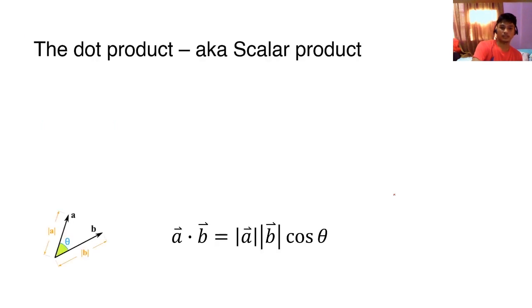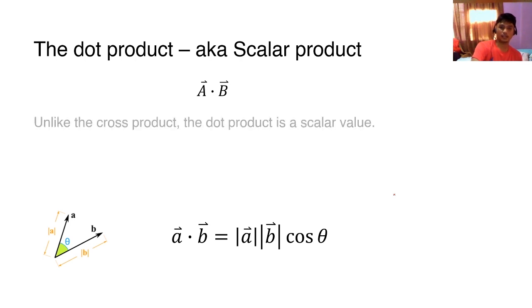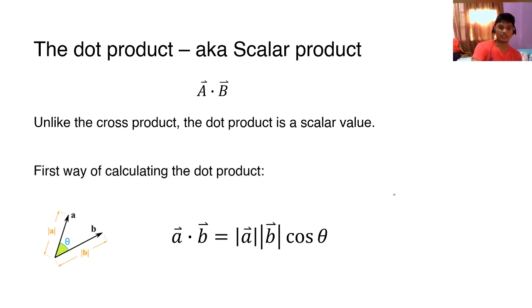The dot product is also known as the scalar product, and it's represented in this manner. So we put a central dot in the middle of the two vectors to denote that we are calculating the dot product. It's the cousin of the cross product, but unlike the cross product, the dot product is a scalar value. So we're not getting a vector out of the dot product. We're getting a scalar, which in my opinion makes the dot product easier than the cross product. Easier to solve.